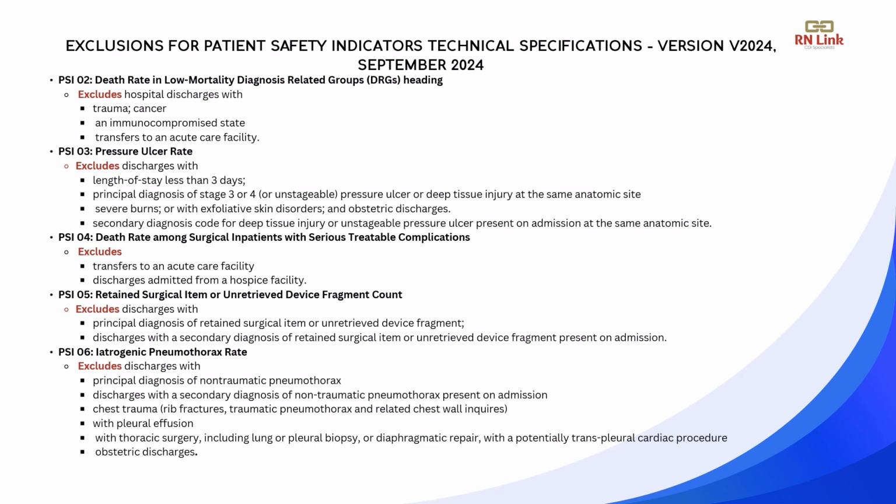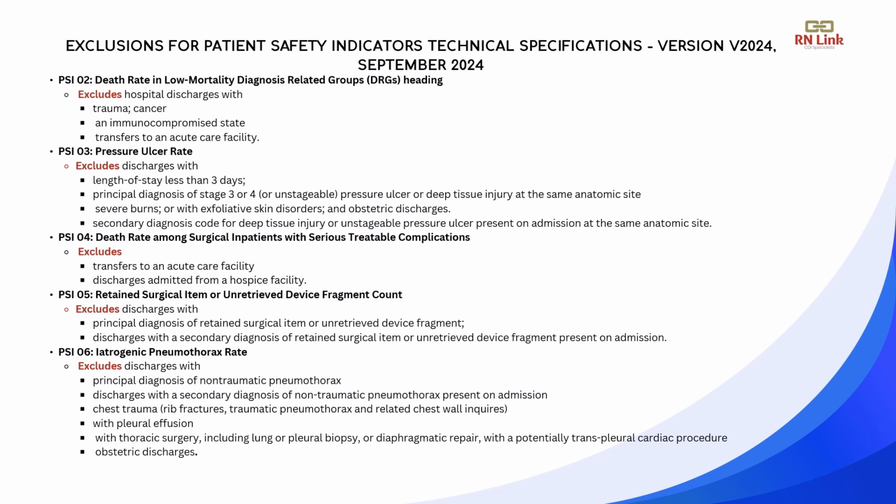PSI 03, pressure ulcer rate. Excludes discharges with length of stay less than 3 days. Principal diagnosis of stage 3 or 4, or unstageable, pressure ulcer or deep tissue injury at the same anatomic site. Severe burns, or with exfoliative skin disorders, and obstetric discharges. Secondary diagnosis code for deep tissue injury or unstageable pressure ulcer present on admission at the same anatomic site.